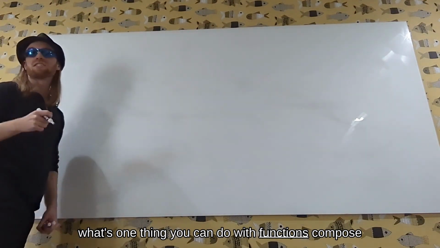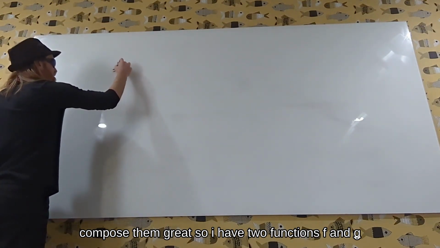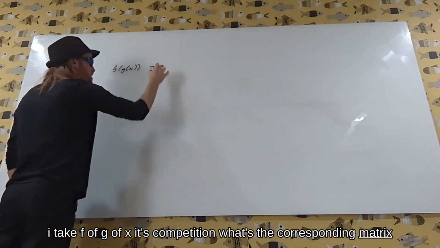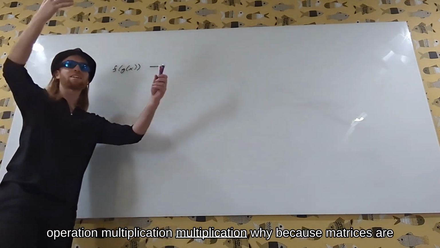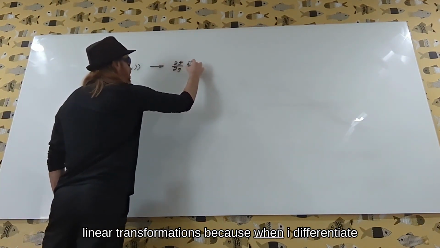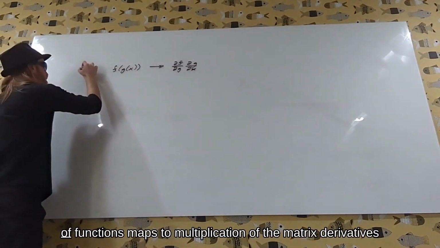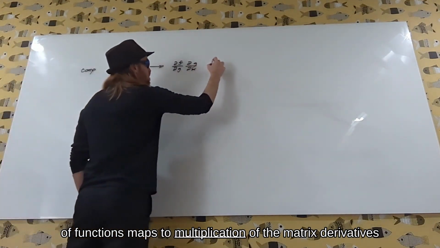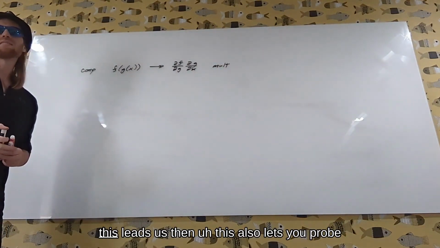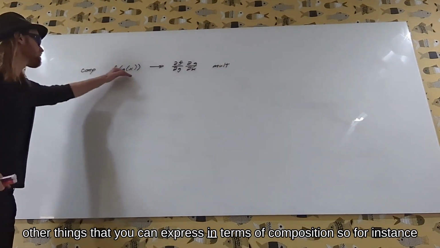So for instance, a relatively simple one. What's one thing you can do with functions? Compose them. Great. So I have two functions, f and g. I take f of g of x. It's composition. What's the corresponding matrix operation? Multiplication. Why? Because matrices are linear transformations. Because when I differentiate, chain rule gives me matrix multiplication. So composition of functions maps to multiplication of the matrix derivatives.